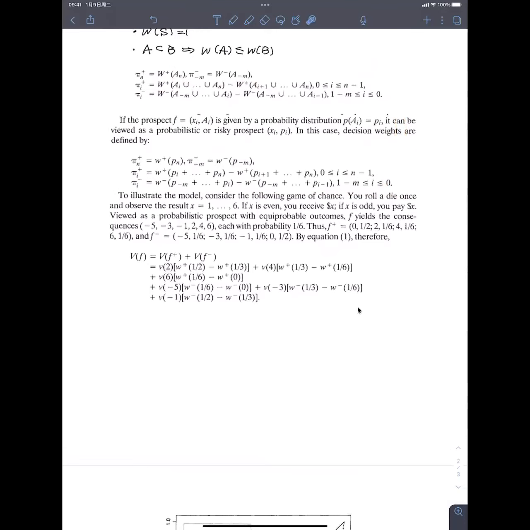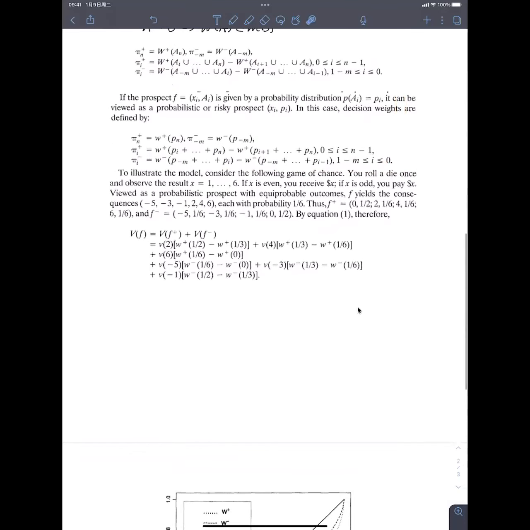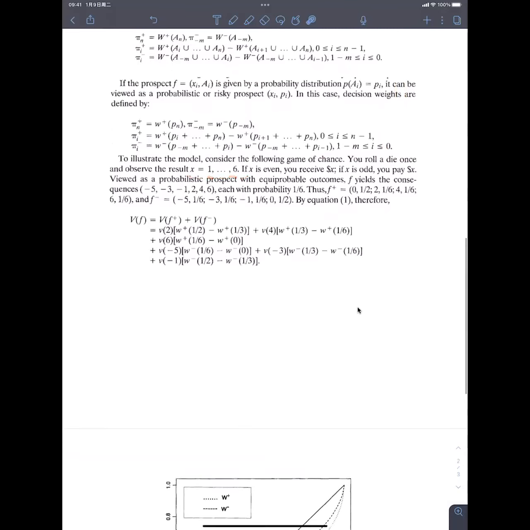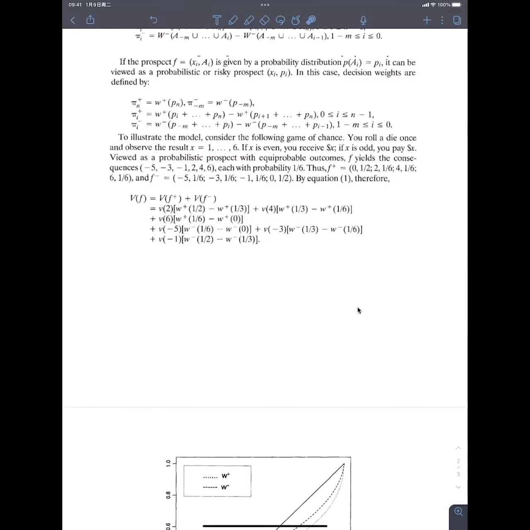The following is an example. Suppose we roll a die from 1 to 6. If we get an even number, we receive X value. If we get an odd number, we lose X value. Based on this, we can measure the value of this lottery.